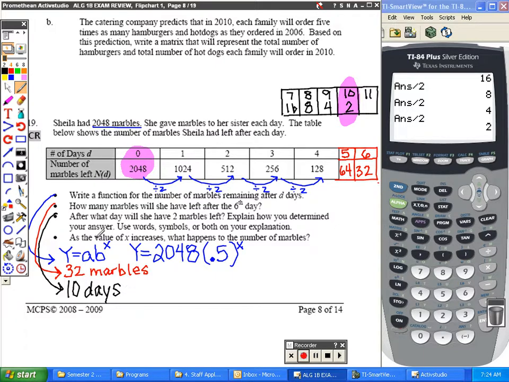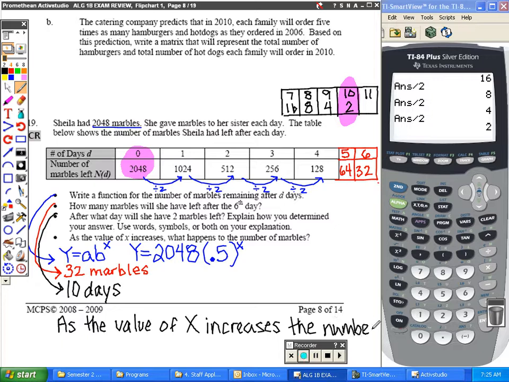Last part. As the value of x increases, what happens to the number of marbles? Okay, well, let's see. As this number goes up, 7, 8, 9, 10, the marbles go down. So, all right, let's write that. As the value of x increases, the number of marbles decreases.